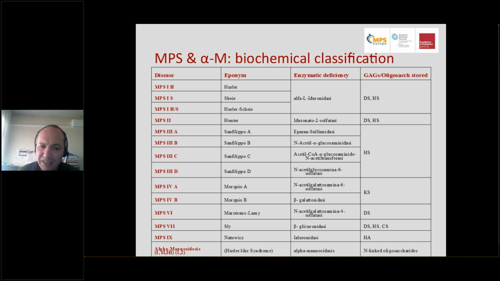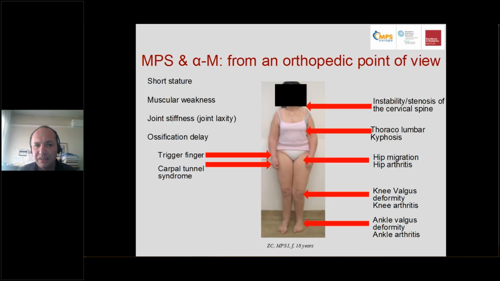But we can say that there is a broad spectrum of disease that is characterized basically by a very attenuated form, which is the one that develops all the orthopedic signs, and a very severe one that leads to early death because of the involvement of the central nervous system and recurring infections. Obviously, this very severe form is not going to develop any musculoskeletal alteration because of the sudden death.